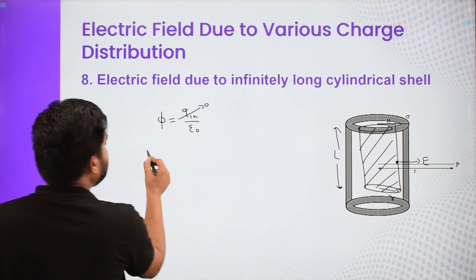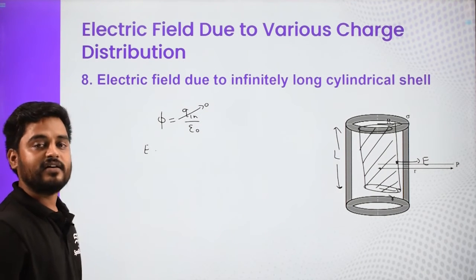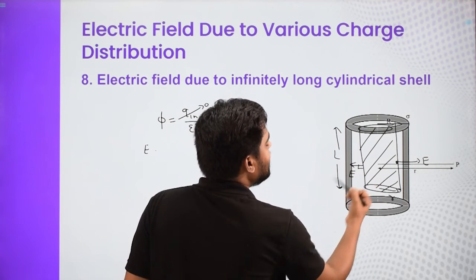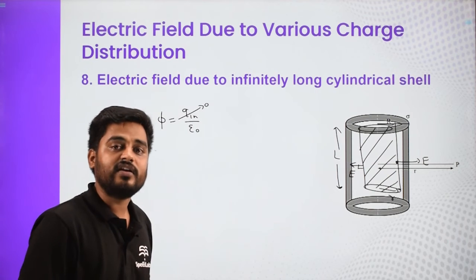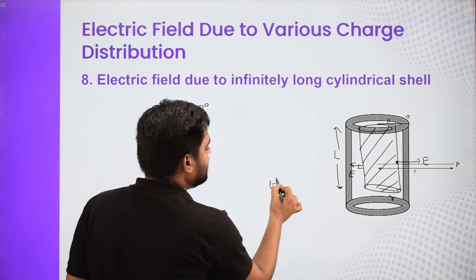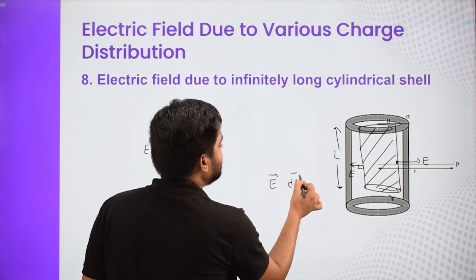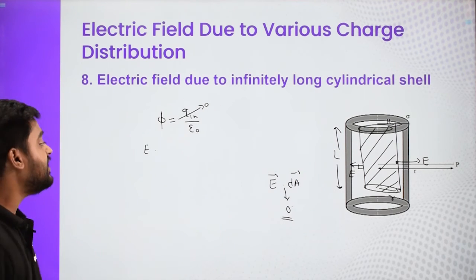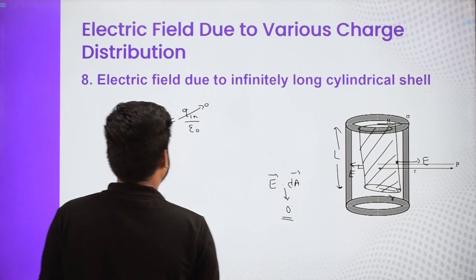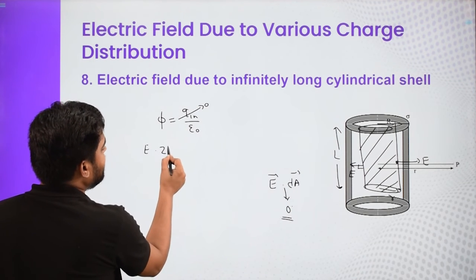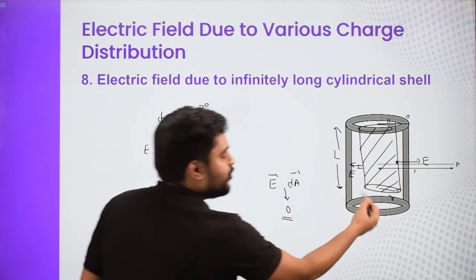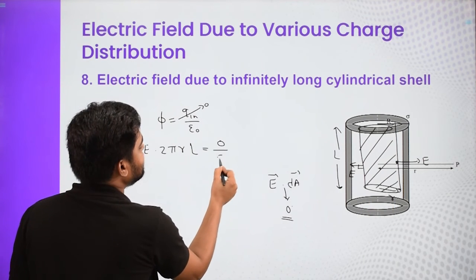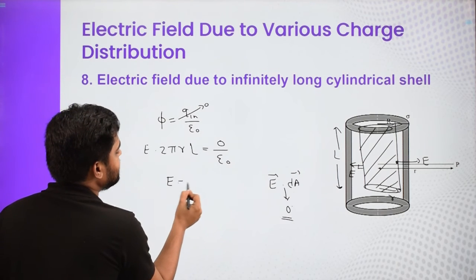And if Q in is 0, then it will be what? E times area, because E is already perpendicular. Due to symmetry, we can say that E will be perpendicular to the surface, so the angle between the E vector and the small area vector is going to be 0 degrees, because the area vector is also perpendicular to the surface. So this is going to be cos 0. So E into the total surface area, which is 2 pi r into L, is equal to Q in, which is 0, by epsilon naught, and that leaves me E is equal to 0.